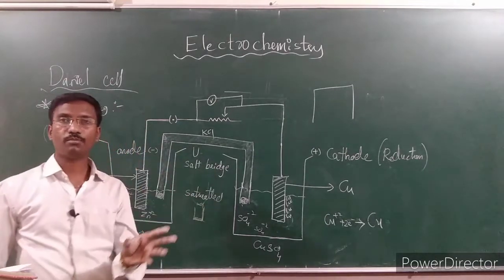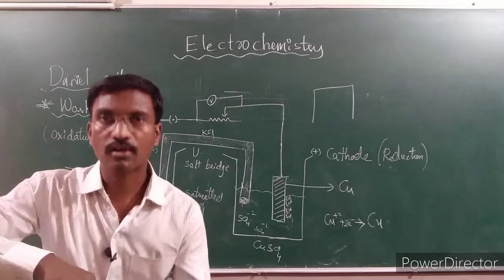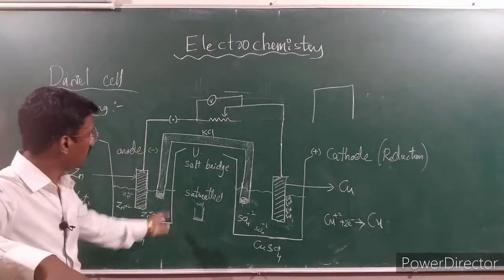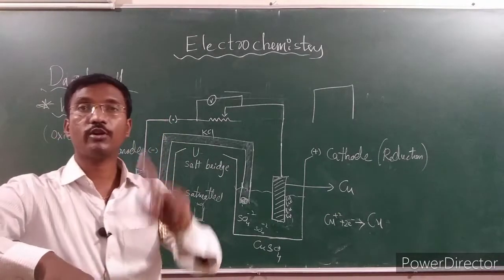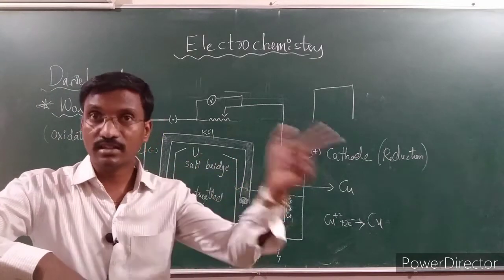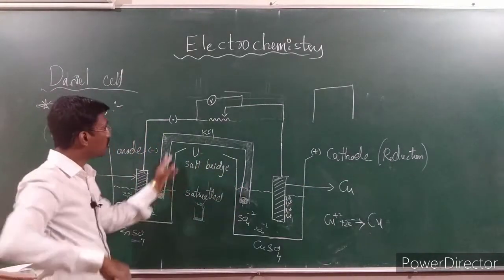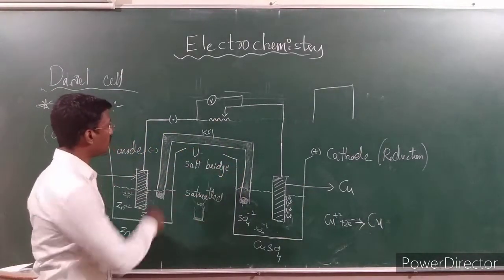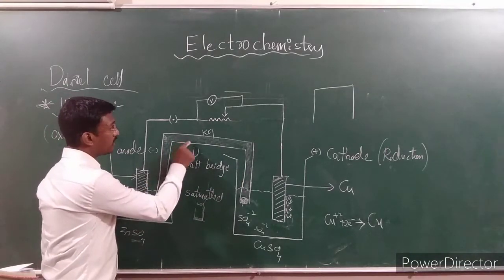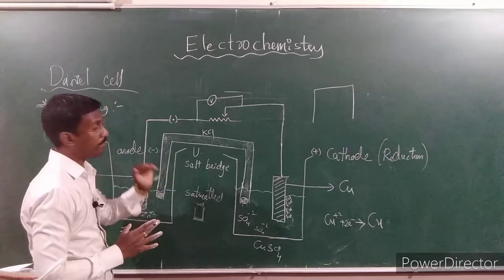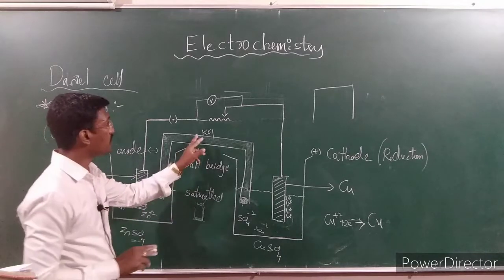If we add potassium chloride like this, then we are going to call it saturated potassium chloride. If you add another salt, we are going to call it the saturated solution of that salt. So here saturated potassium chloride is nothing but water containing the maximum dissolution of potassium chloride.